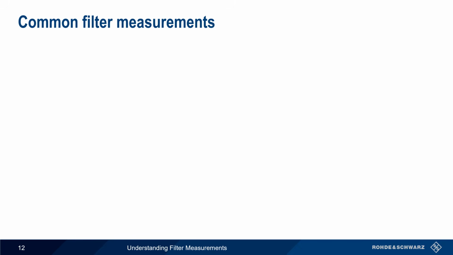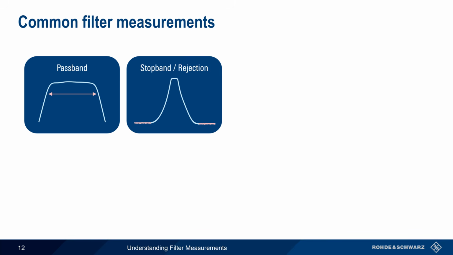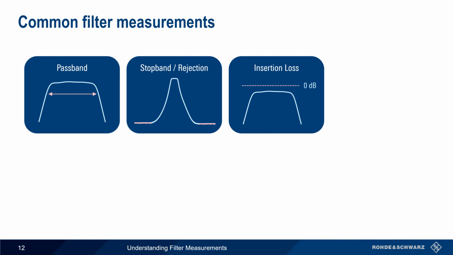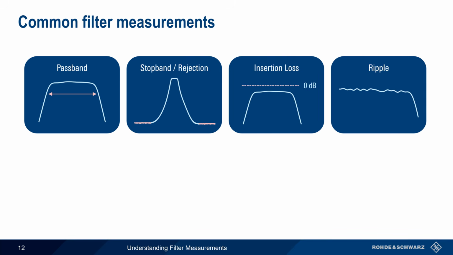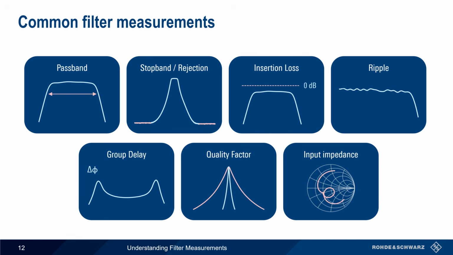Now that we've covered measuring instruments, let's go over some of the most important filter measurements themselves. These are passband, stopband or rejection, insertion loss, ripple, group delay, quality factor, and input impedance. It's important to keep in mind that while all of these quantities can be measured using a vector network analyzer, some are not available using other instruments or methodologies.